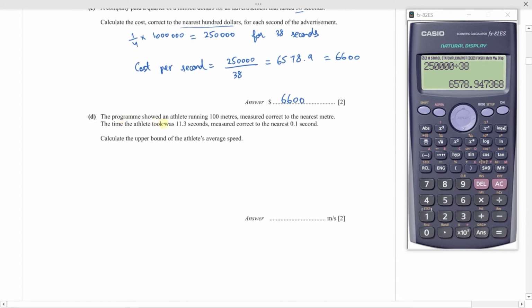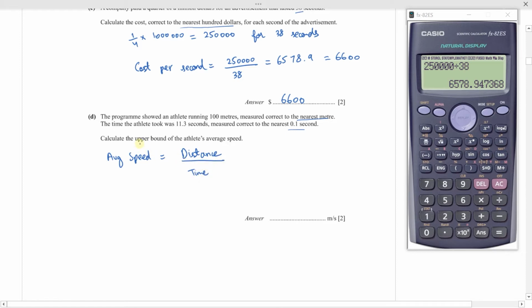Part D is the program showed an athlete running 100 meters measured correct to the nearest meter. The time the athlete took was 11.3 seconds, measured correct to the nearest 0.1 second. Calculate the upper bound of the athlete's average speed. So your average speed is the distance traveled divided by the time taken.